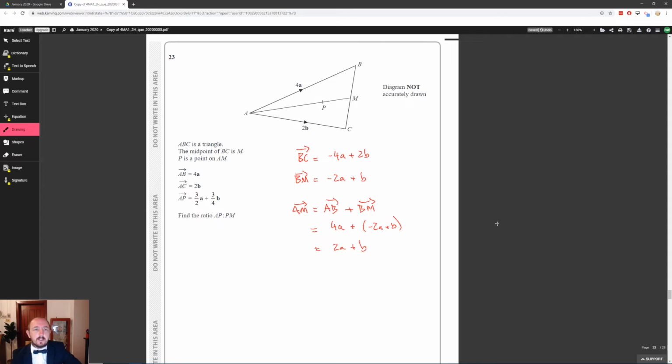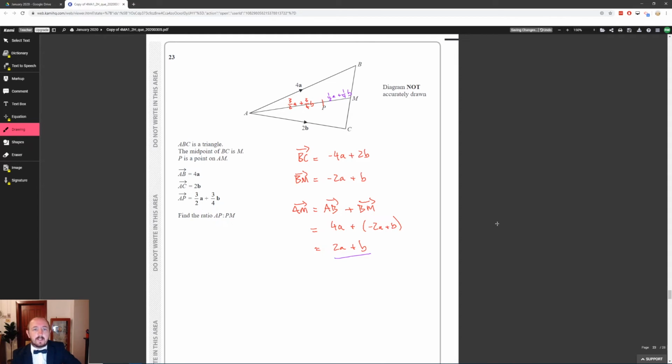So now that we know the total distance from A to M is 2A plus B, and A to P, that distance there, is 3/2 A plus 3/4 B to get from A to P. Then what's left over is 1/2 A plus 1/4 B. That will get us our total of 2A plus B there.